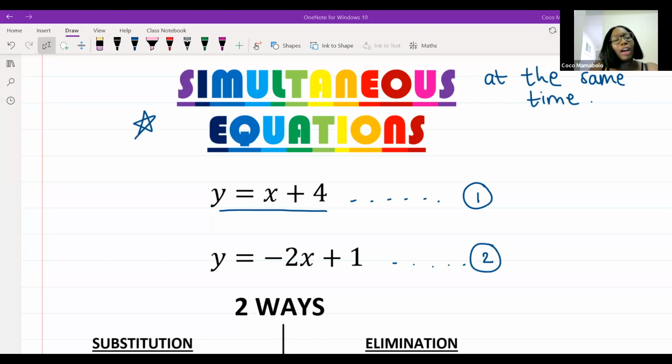So I can't solve. If I say to you, Itumeleng, what's the answer for X? You can't tell me because you don't know what Y is. And if I asked you what's the answer for Y, you can't tell me because you don't know what X is. But they have given us two equations. So we're going to use both of these equations to calculate X and Y at the same time. We're going to figure out what Y and X are together.